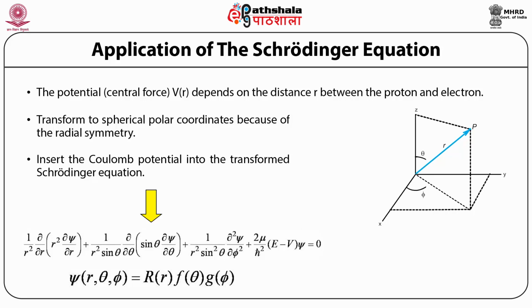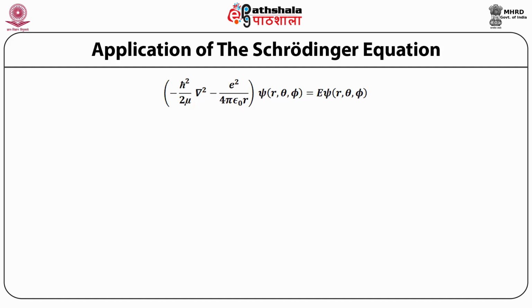So here psi(r, theta, phi) can be written as the product of R(r), where this capital R is the radial wave function, f(theta), which is nothing but the angular wave function, and g(phi), the azimuthal wave function. So now the corresponding Schrödinger equation for the above system, we can write it like this: minus h cut square by 2 mu del square minus e square by 4 pi epsilon naught r, the whole multiplied by psi(r, theta, phi) is equal to E multiplied by psi(r, theta, phi).